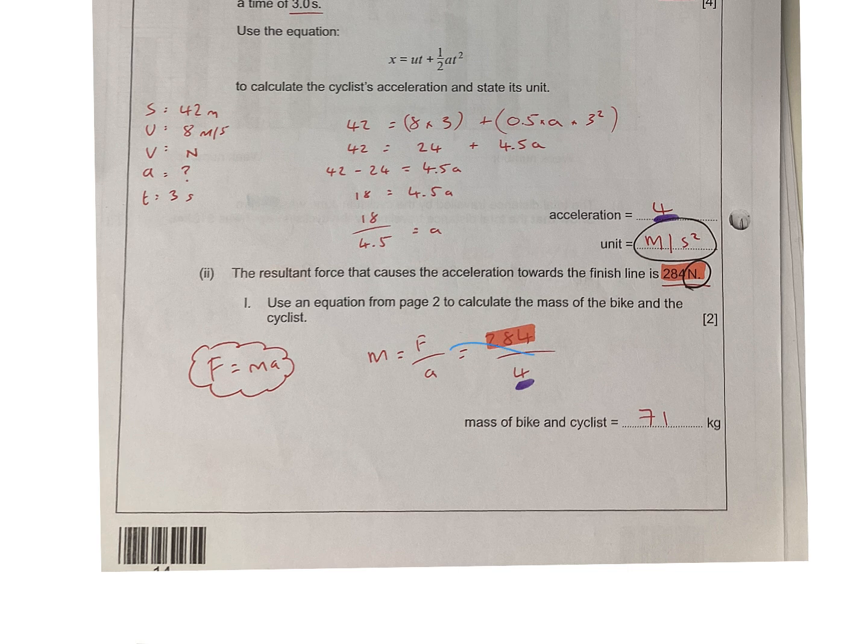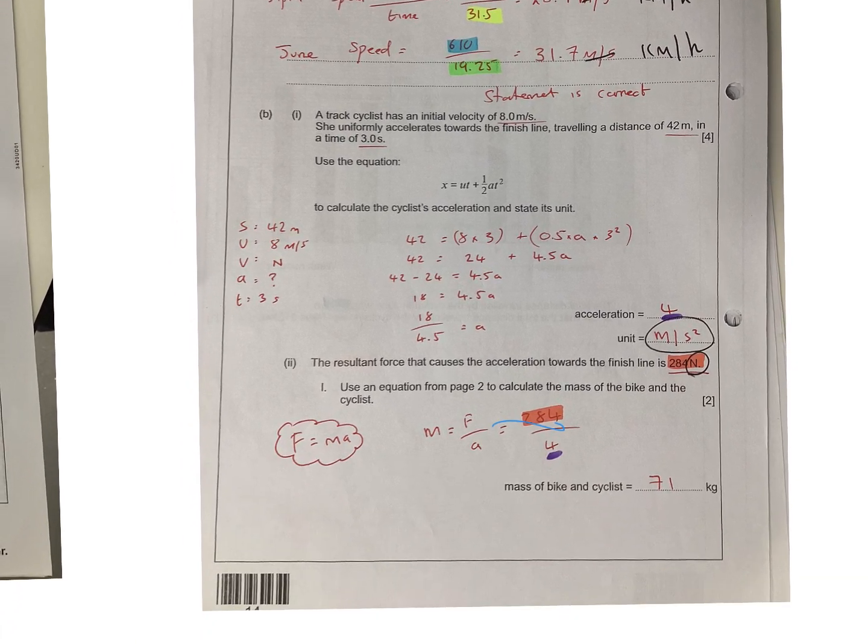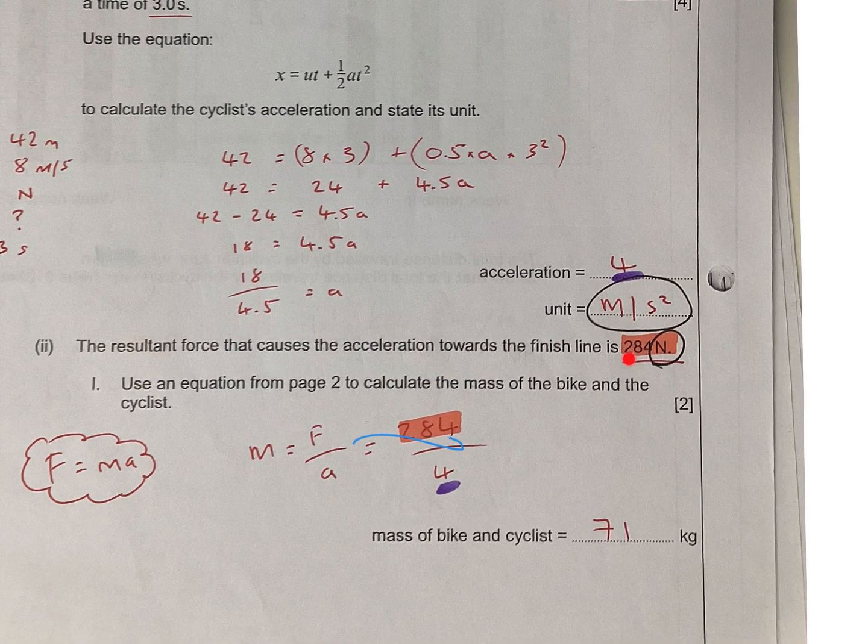A quick formula then from page 2. Mass of the cyclist. Well, I've got an acceleration, I just worked out. I was given a force. Was I given a force? Yes, I'm given a force in red, 284. And then it's just a quick rearrange, 71 kilograms.